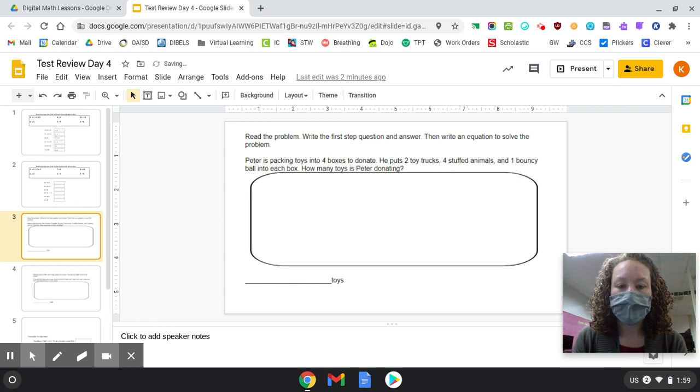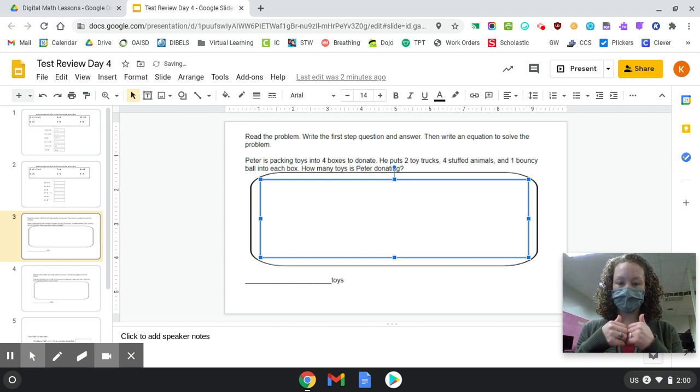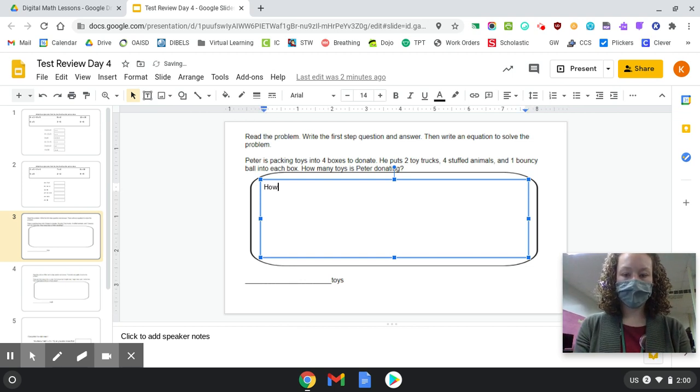So let's see. What's my first step question? I need to take the 2 toy trucks plus the 4 stuffed animals plus the bouncy ball. And when I do that, what question am I answering? I'm answering how many toys are going into each box. So I need to type that out. That's what we call our first step question. How many toys are in each box? Question mark. Now I need to solve that. I'm going to push the enter button on my keyboard to scooch it down.